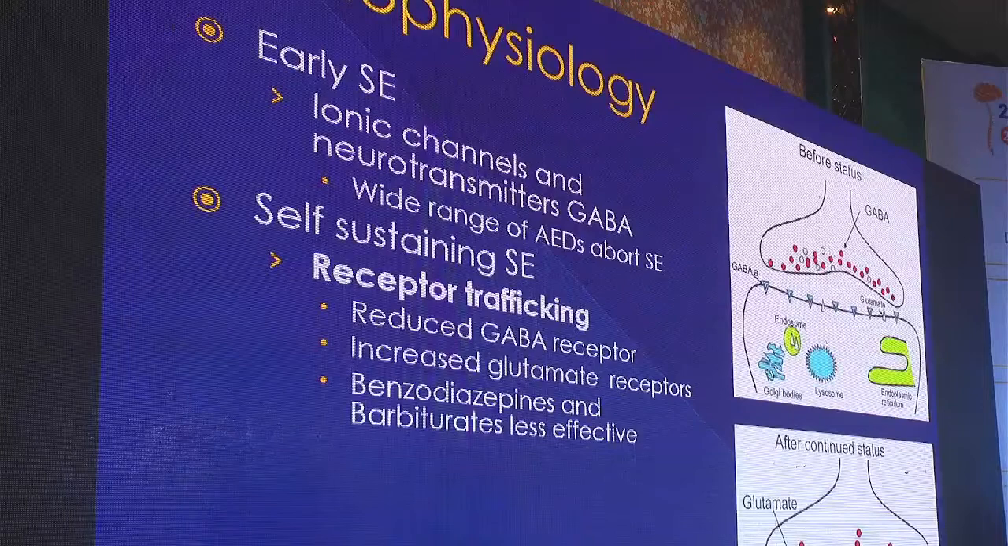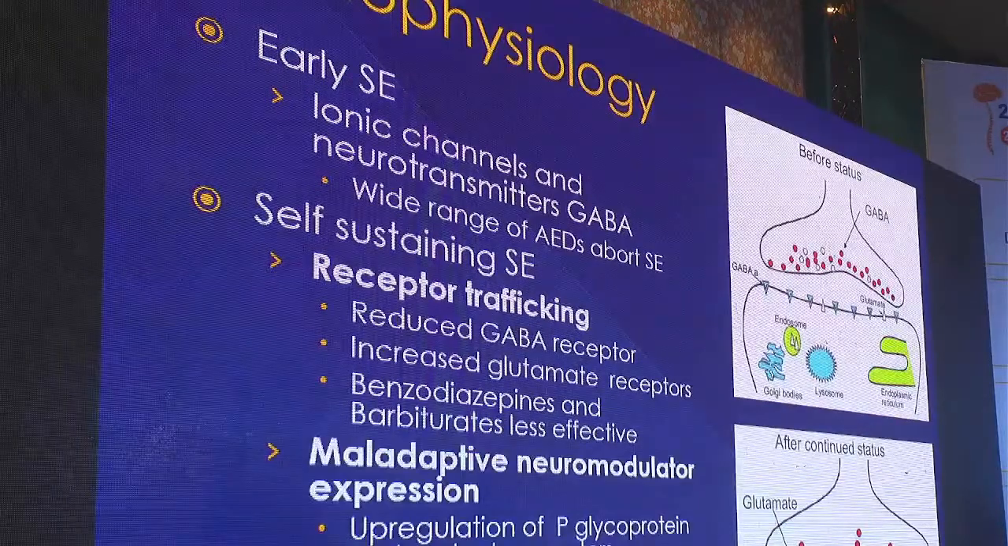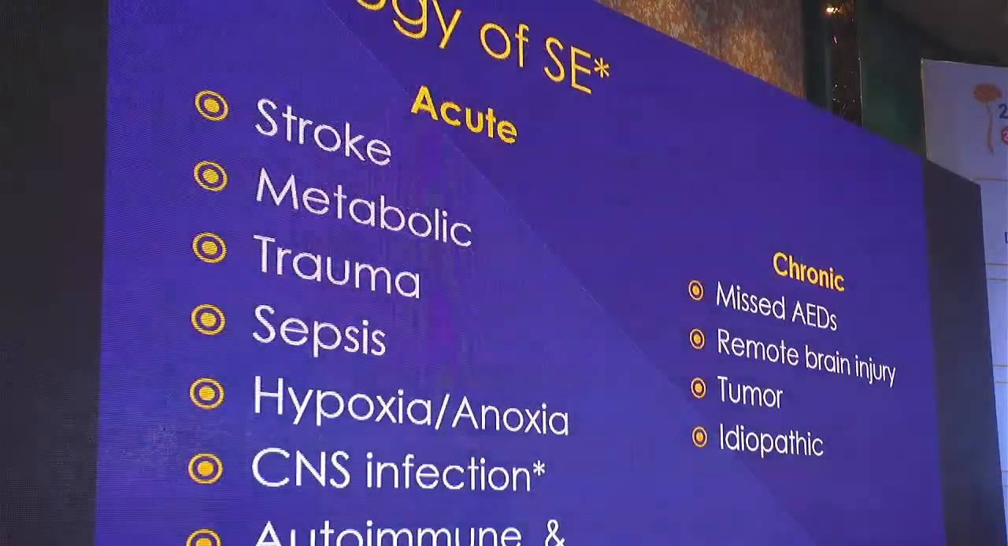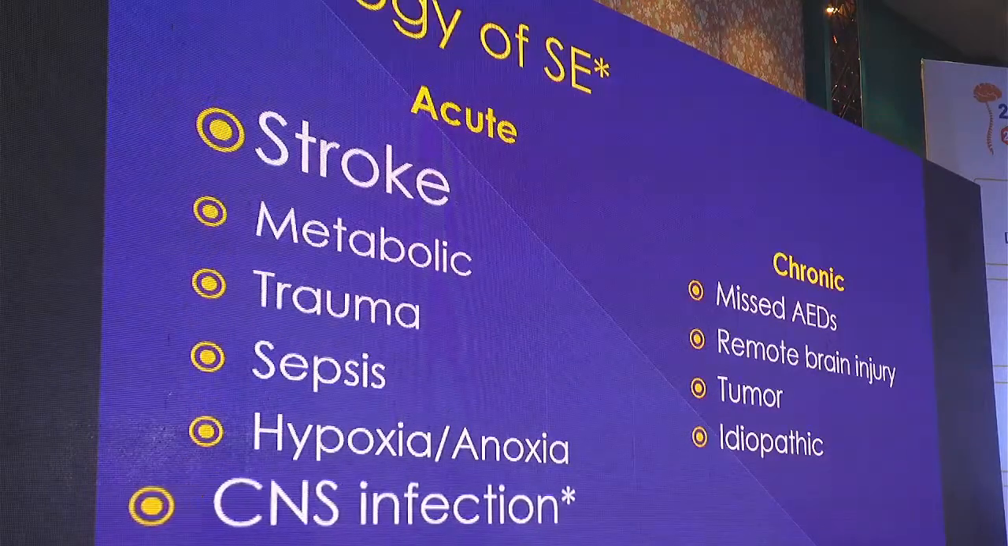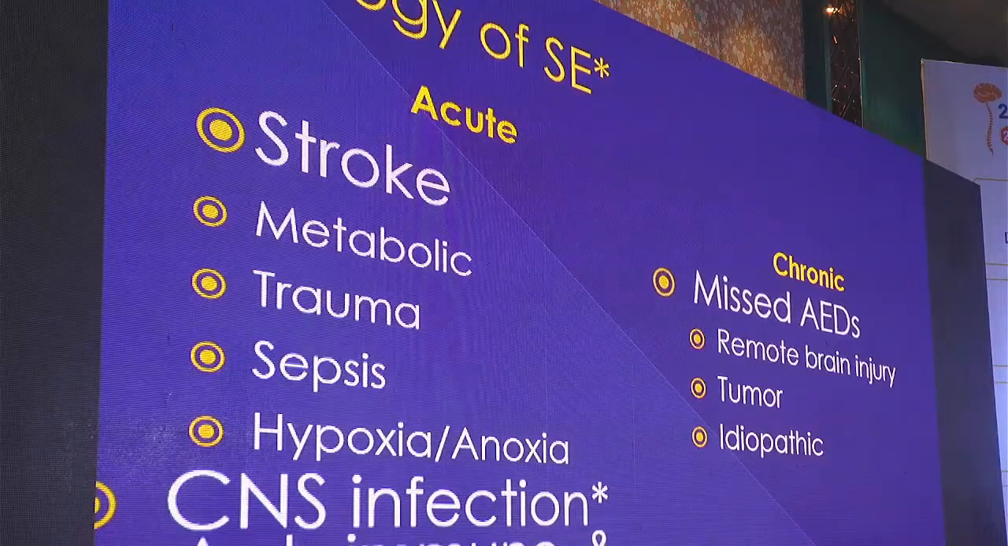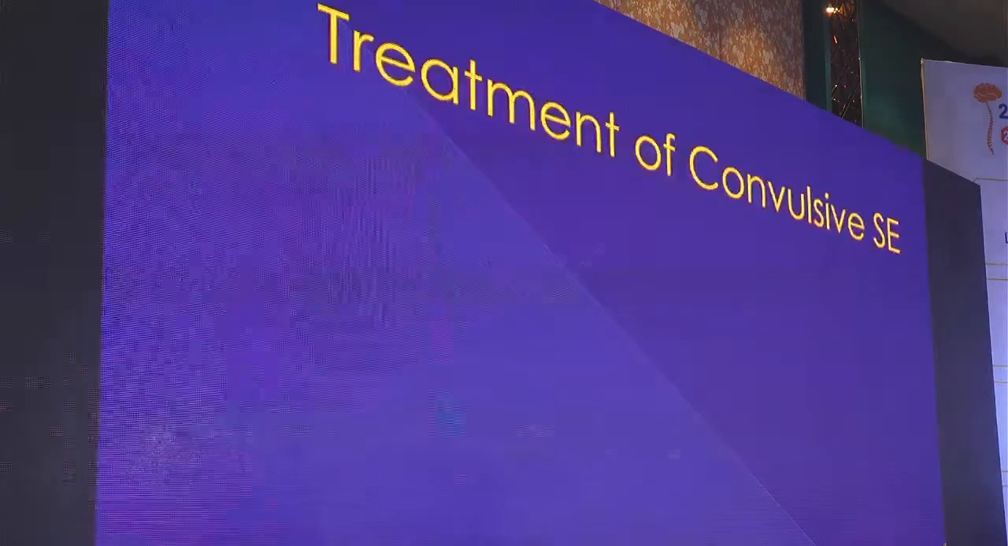And this is important because many of the drugs which are GABA mediated, like phenobarb and also benzodiazepines, work much better in the early stages of status. But once status becomes refractory, we may have to use drugs that work better on the NMDA or the AMPA receptors. So also the other things like the neuromodulator expression, like the P-glycoprotein, that also changes with time and makes drugs less and less effective. I won't get into the etiology right now in the interest of time, but stroke is the most common, then comes CNS infection, then among chronic cases, it's often the missed anti-epileptic drugs that we need to remember.